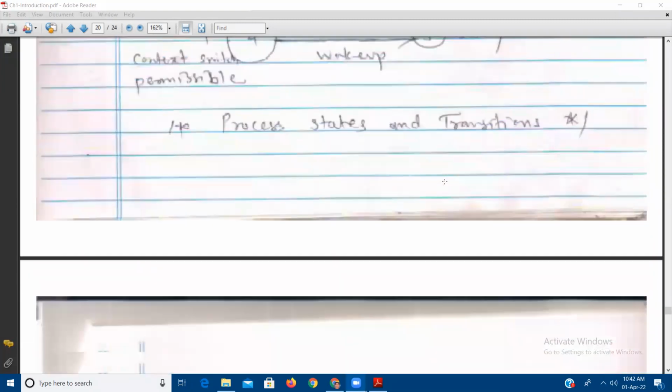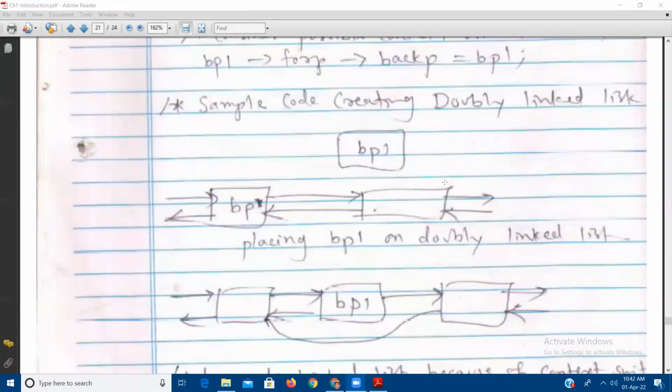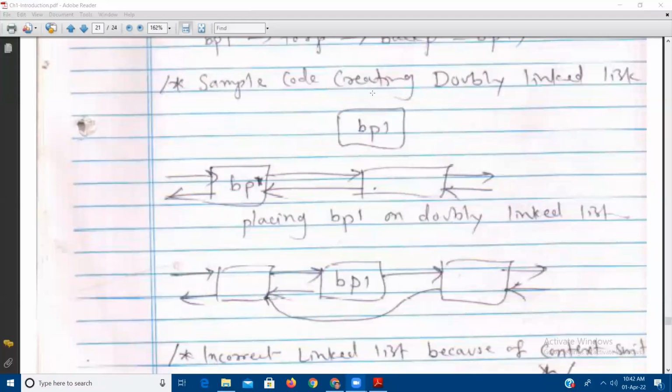Okay, so if you are looking over here, I have shown, see, this is the diagram, sample code creating doubly linked list. So you are good familiar with the concept of doubly linked list. So this is BP, this is BP1, and this is the next node. 3 nodes are there. So right now BP is first node and the empty node is the second node. And I want to insert BP1 in between these 2 nodes.